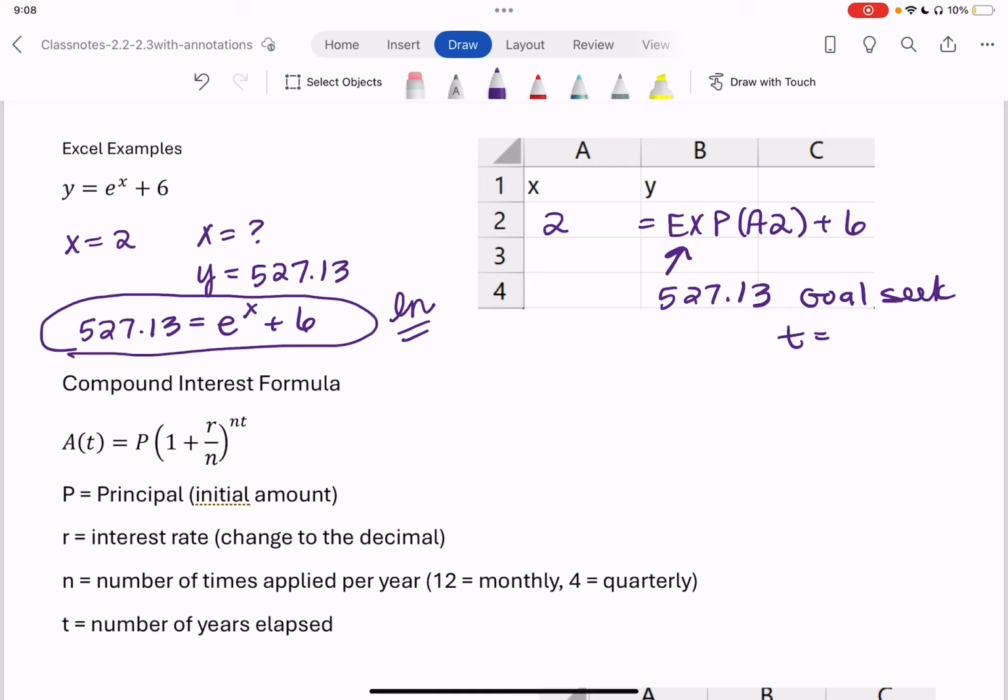I would like for you to pause the video and give that a try to see if you're getting the correct number. If I've done everything correctly, it's 6.256. Sorry, I don't know why I wrote a t there. That should be an x, and that would be your value for x. So it's a lot easier and quicker than using our natural logs.